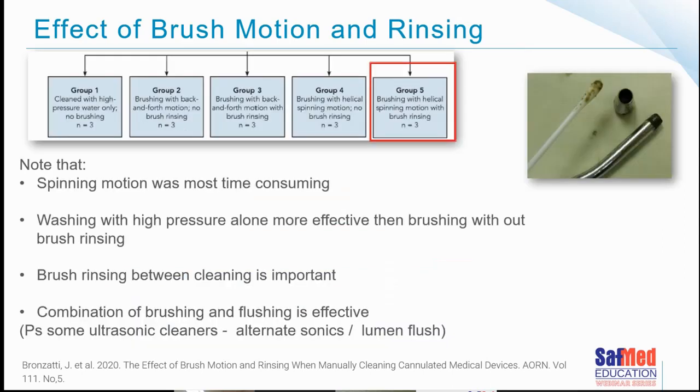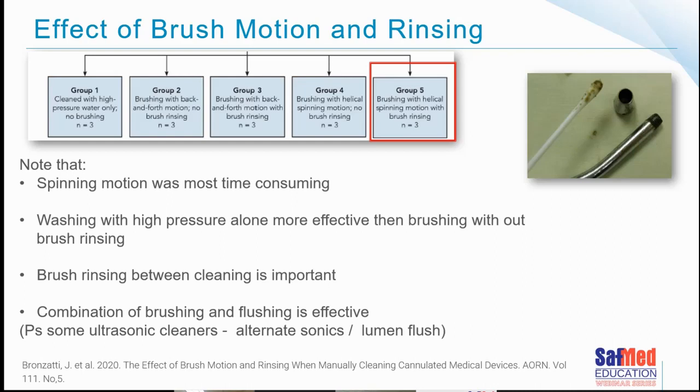But what they also noted was that, although number 5 was the best cleaning method, it was the most time consuming. They said that rinsing with high pressure alone was actually more effective than brushing back and forth that didn't rinse. In fact, just using water was more effective than that kind of brushing. So their conclusions were that rinsing the brush was really important. Rinsing the brush between cleaning motions is a very important concept.